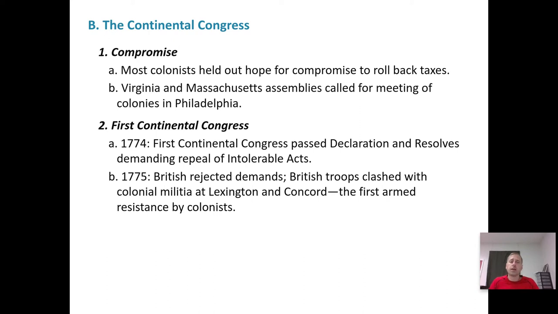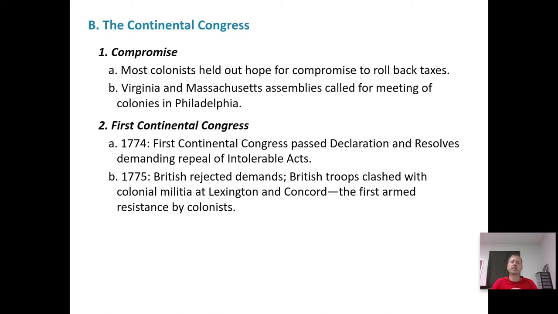Most colonists, like I just mentioned, believed that we were royal subjects, that we were Englishmen through and through. And so we held out hope that Parliament and the colonies could work out some sort of compromise to get rid of these taxes. Well, in 1774, Virginia and Massachusetts said, hey, let's all send some delegates to a meeting in Philadelphia, and we can talk about all this. We can kind of coordinate our plan.